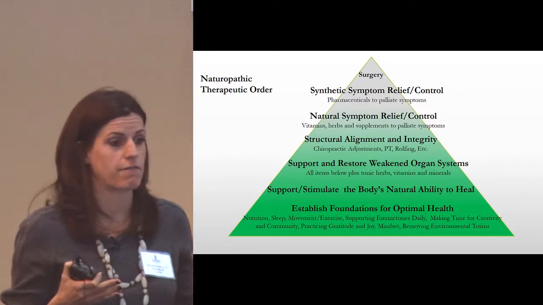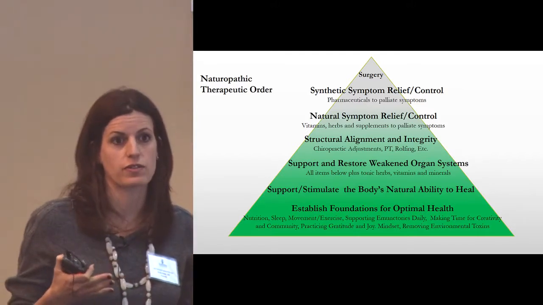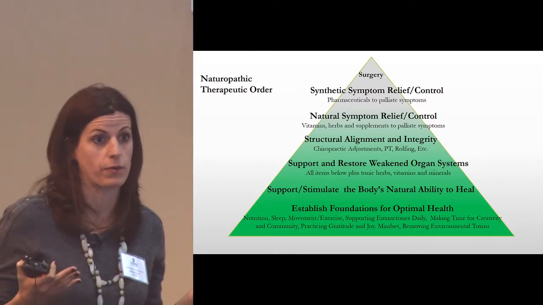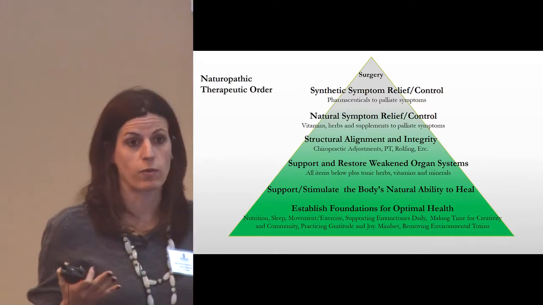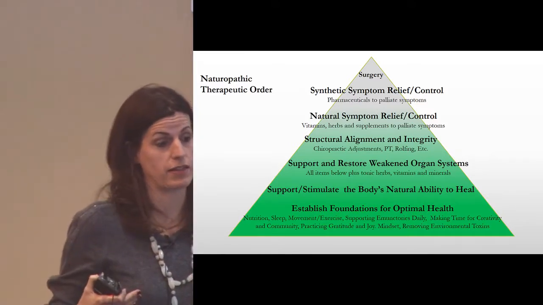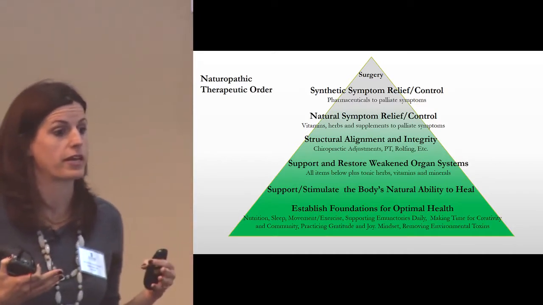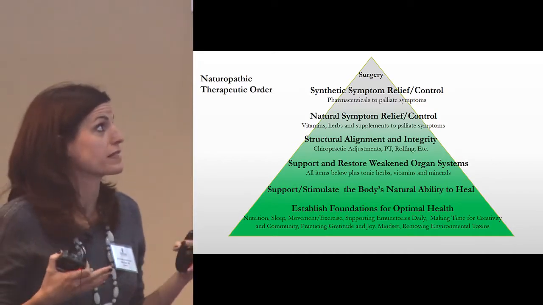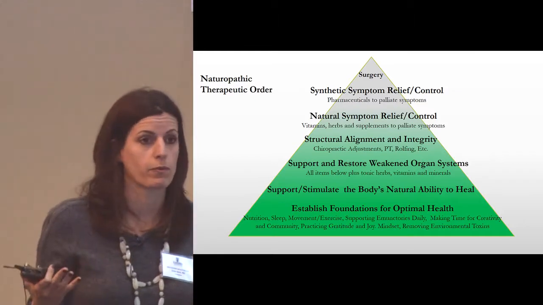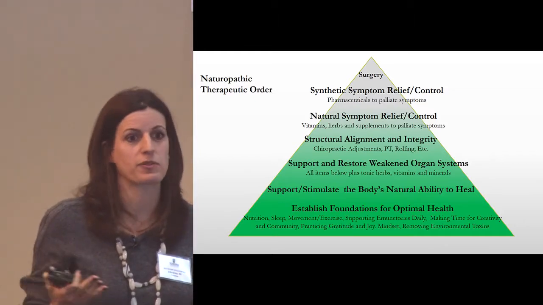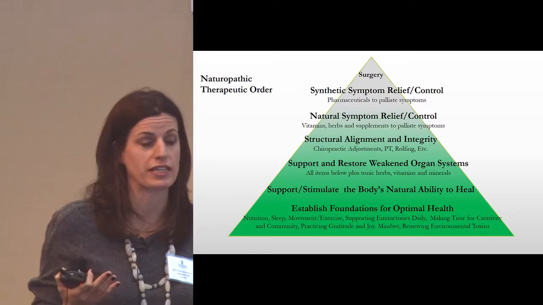Then we try and identify specific organ systems and tissues in the body that need support, and to support those. We also want to make sure that the right structural alignment is in the body. And then the top of this pyramid is about controlling symptoms, either through botanical medicine and herbs, or pharmaceutical medicine and surgery and things like this.